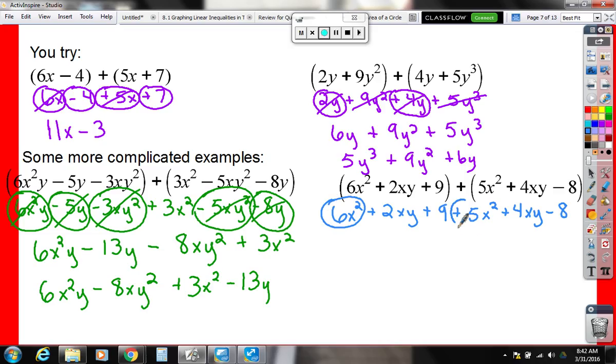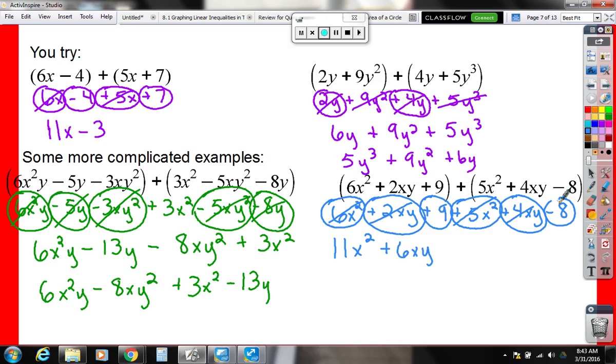Good. Plus 5x squared, and when I combine those, I get good, 11x squared. Okay, next term I have plus 2xy. Paul, do you see any terms exactly like that one? Which one? Good, and when I combine those, what do I get? Okay, and last I have positive 9. Carson, do you see anything on there? Okay, negative 8, and what do I get when I combine them? 1. Good. So just plus 1.